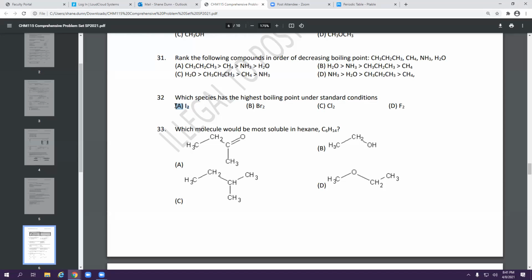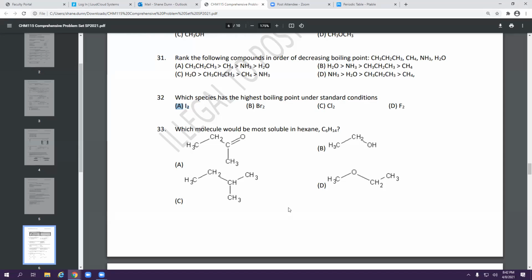So 33, don't worry about it too much. But hexane, is it polar or non-polar? You guys did your solubility lab on this one. Or you guys did the whole scenario with the TLC plates? All right. Hexane is non-polar.